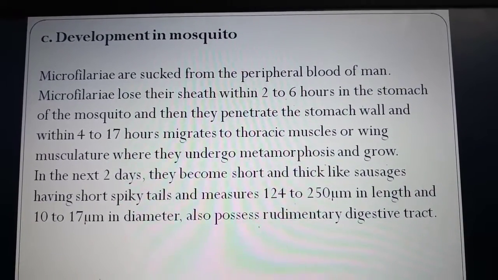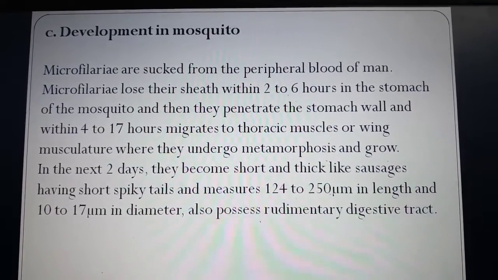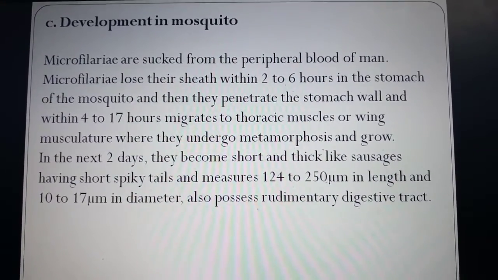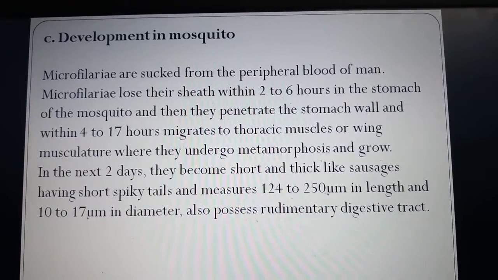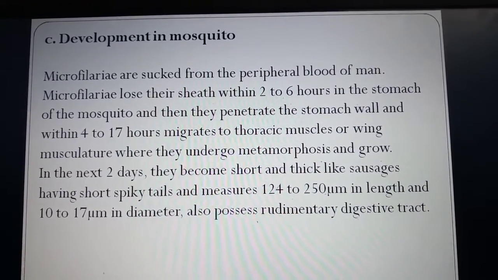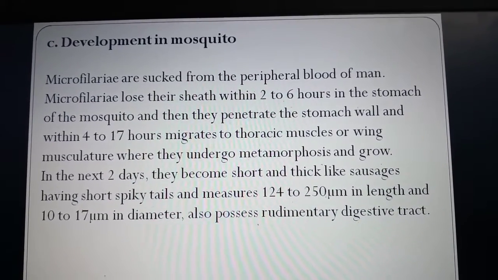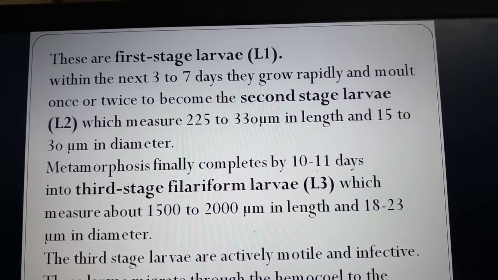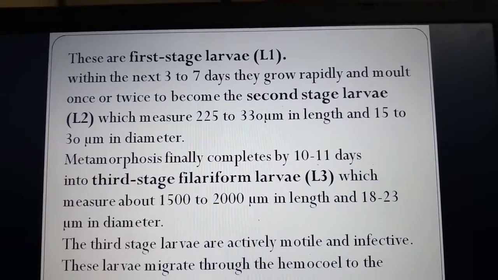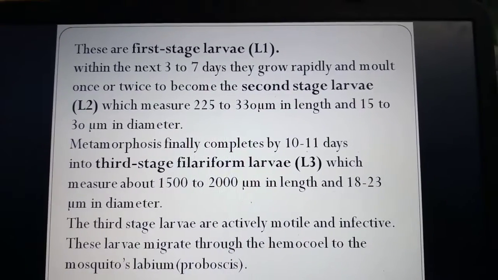In the next 2 days, they become short and thick like a sausage, having short, spiky tails and measure 124 to 250 micron in length and 10 to 70 micron in diameter. They also possess a rudimentary digestive tract. These are first stage larvae, and we can say it as L1.